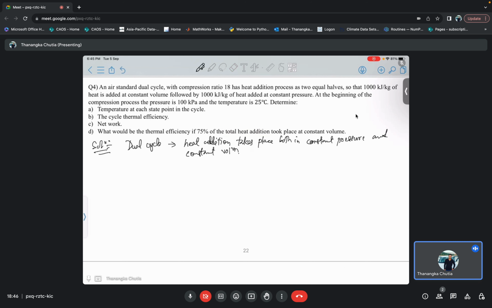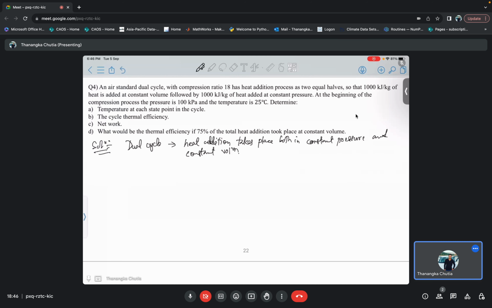The only difference, once again, will be in the heat addition process, which will now be split into two processes. In one part, or one half or whatever portion of the way, it will be a constant volume process, and the second half will be a constant pressure process. Okay, fine. So which one happens first? That one only we should look into here.